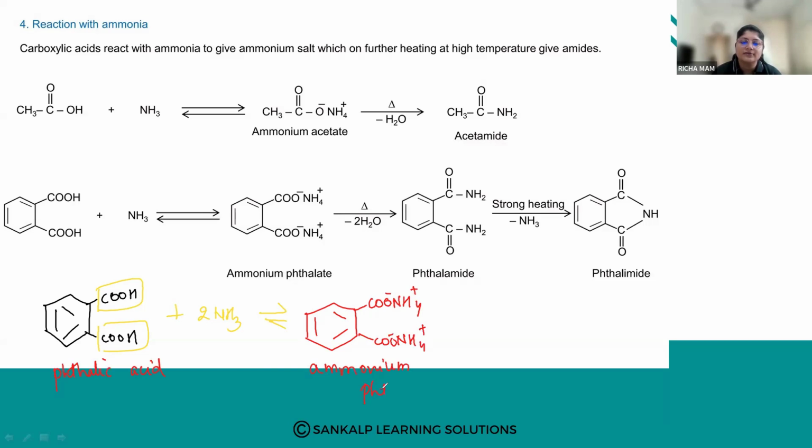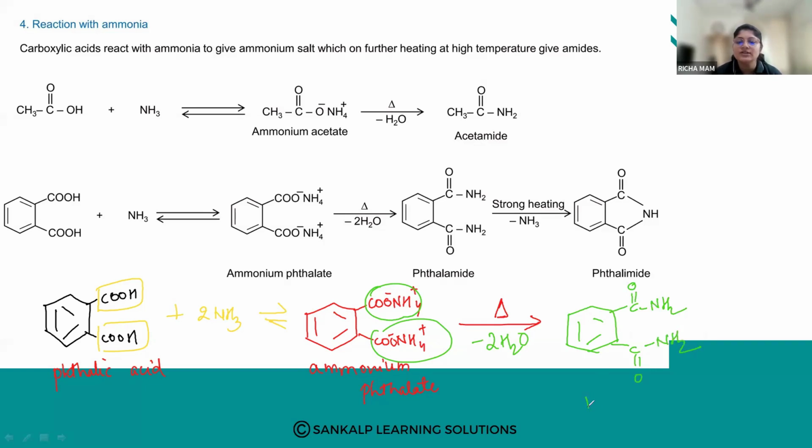Ammonium phthalate. Now this phthalate, again, we are going to heat it. After heating, one water molecule will be lost from here, and one water molecule will be lost from here. So 2 moles of water will be lost. So what you'll get? C double bond O NH2, C double bond O NH2. This is phthalamide. You get a phthalamide.